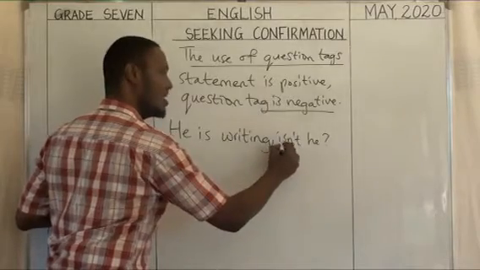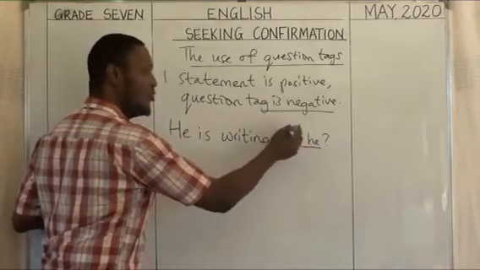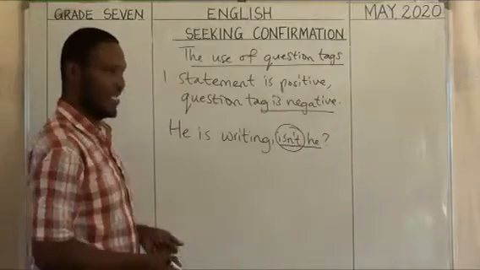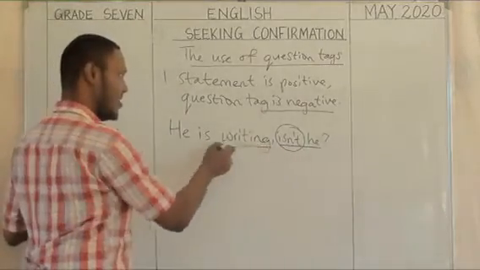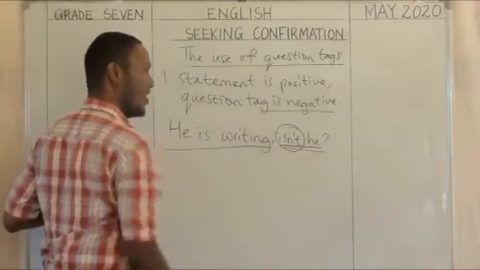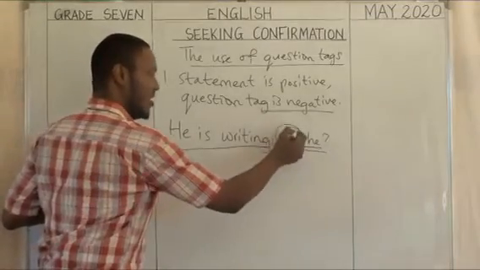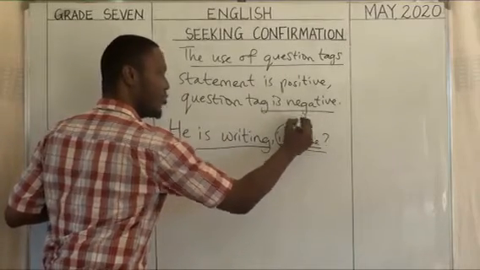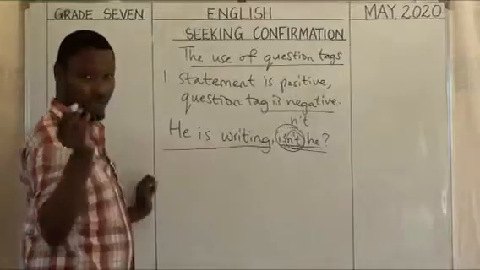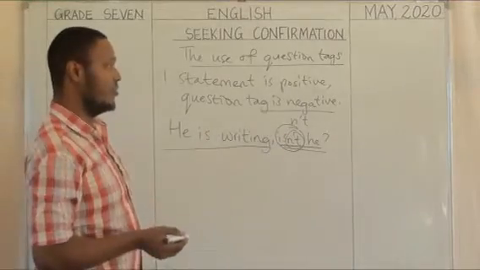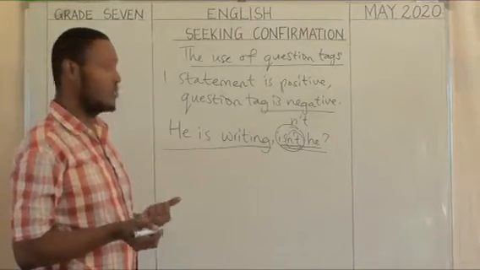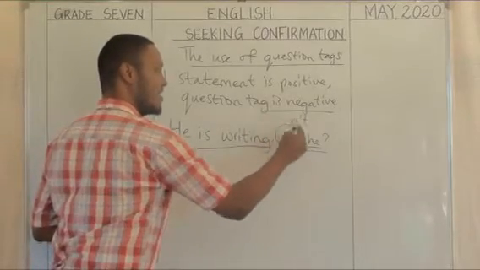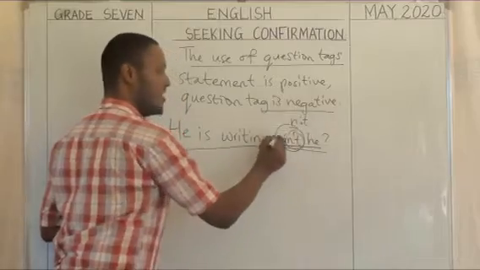We are also going to look at where we get this. So, he is writing, isn't he, that is one. This is a positive statement. This is a negative question tag because it has the word not. Here, N-T, this apostrophe sign is used. And I know, in class 7, you know the use of the apostrophe sign. One of the uses of the apostrophe sign is to show omission. So this one here stands for O, so it means is not.